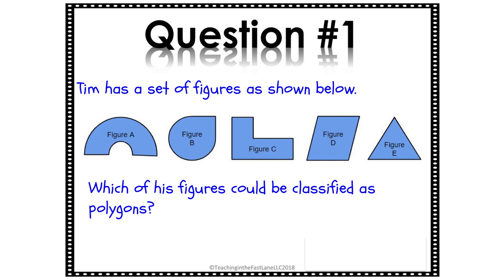So the thing to remember here is, what is a polygon? So a polygon, three things. It's closed, it's 2D, and it has straight sides.